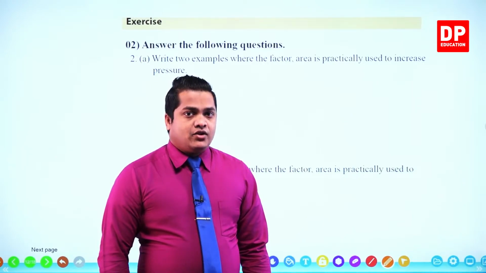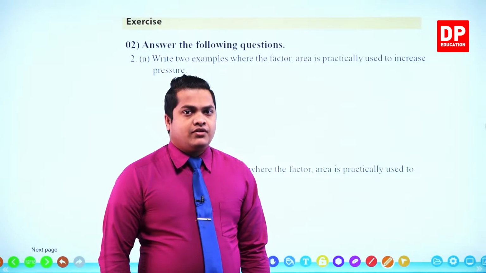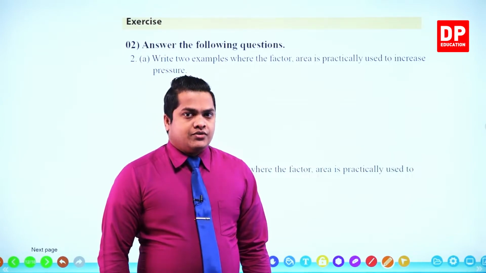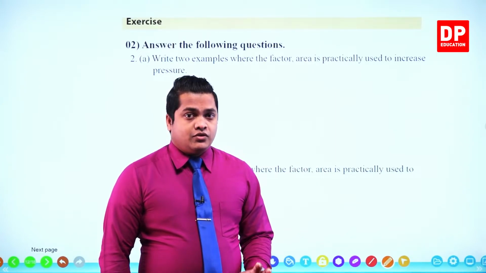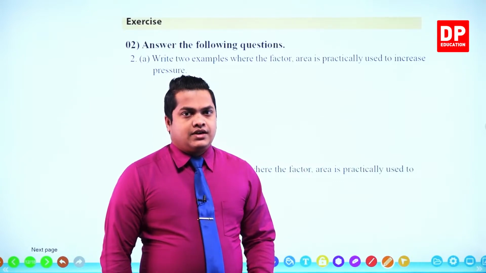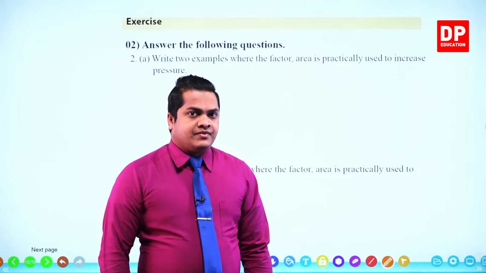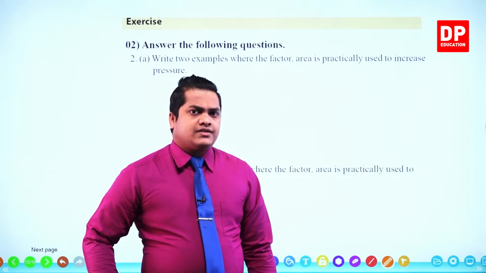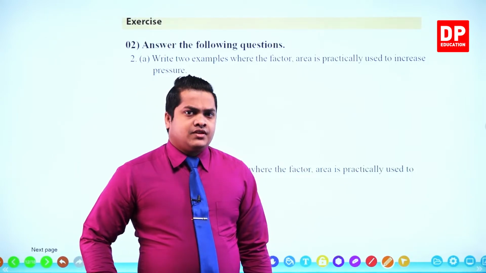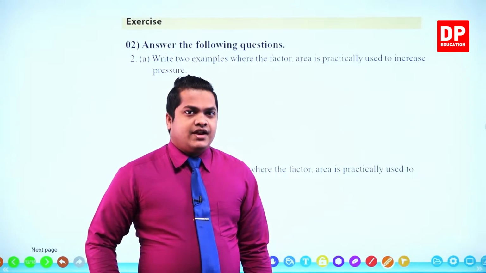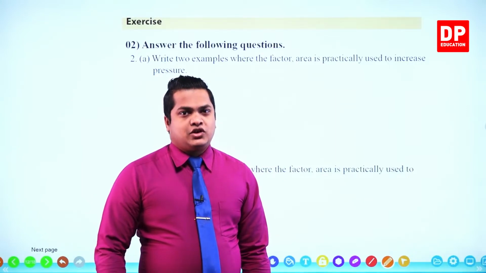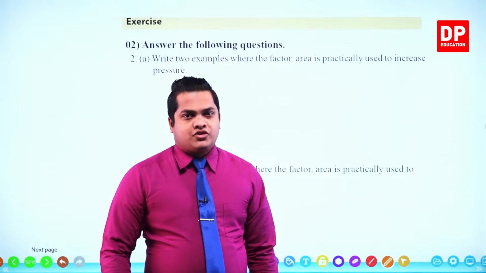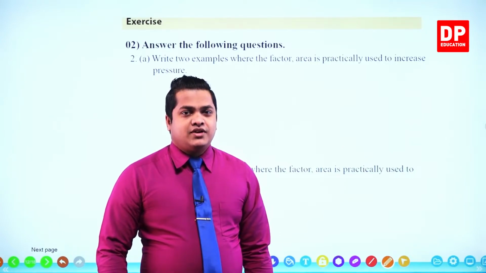So if we need to increase the pressure, then definitely what do you need to do? You need to decrease the contact surface area. So where do we reduce the contact surface area to make our work easy? If you take a knife, the blade of the knife is very thin, therefore surface area is low, which gives a high pressure. So that is a good example.